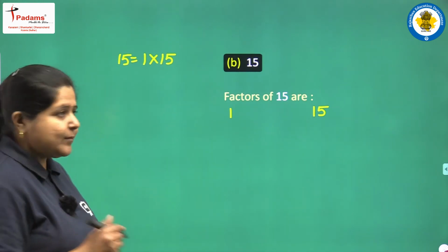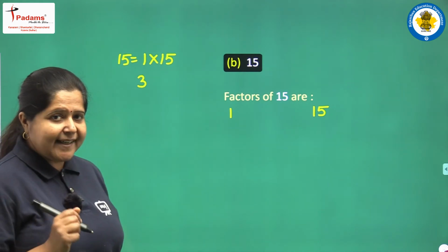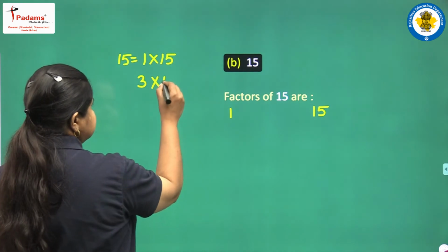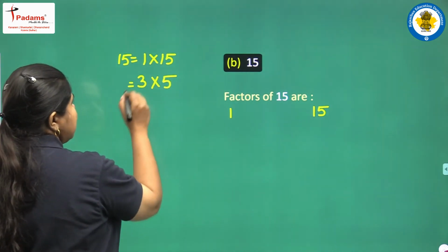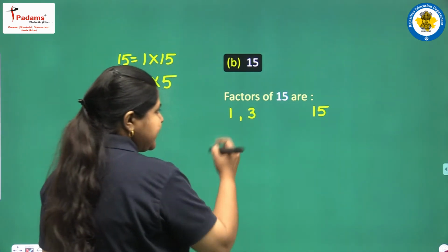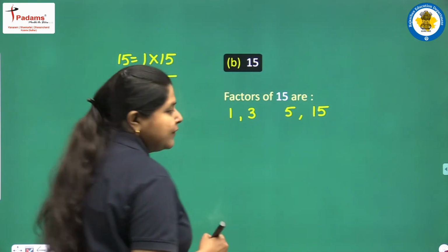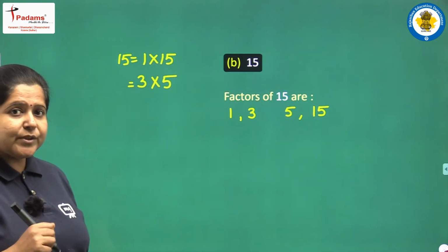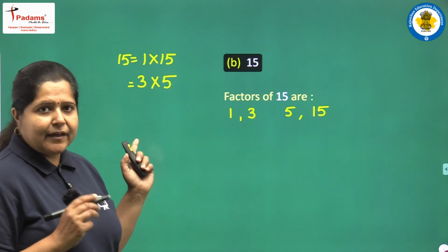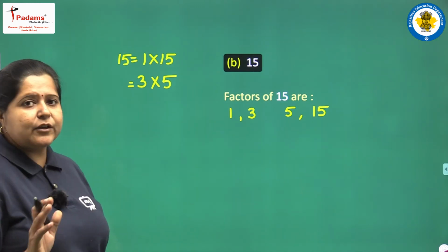Then we move on to the table of 3. Will 3 divide 15 completely? Yes, we know 3 5s is 15. 15 is there in the table of 3 and so it will divide 15 completely. So 3 is a factor and yes, 5 is again a factor of 15. Then we move on to the number 4. Will 4 divide 15 completely? No, because 15 is not there in the table of 4. So 4 is not a factor of 15.